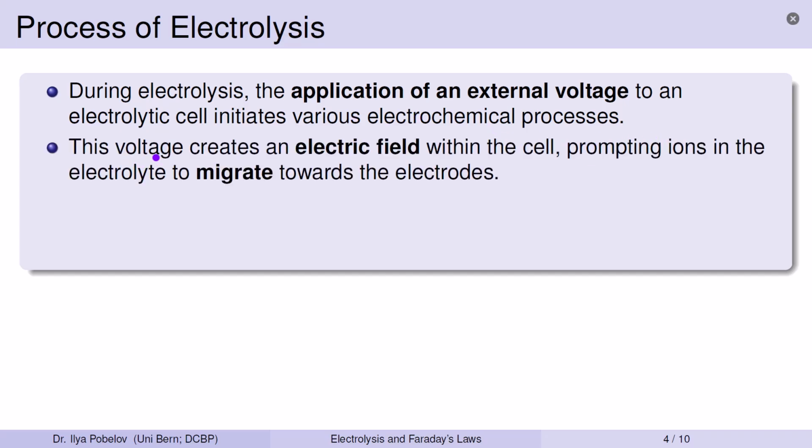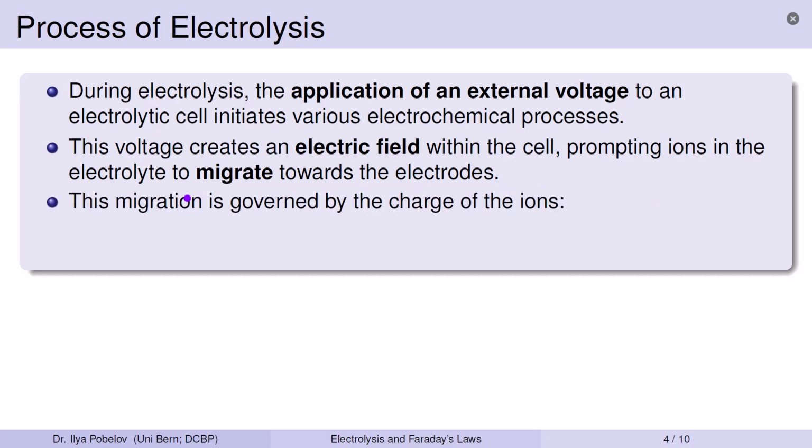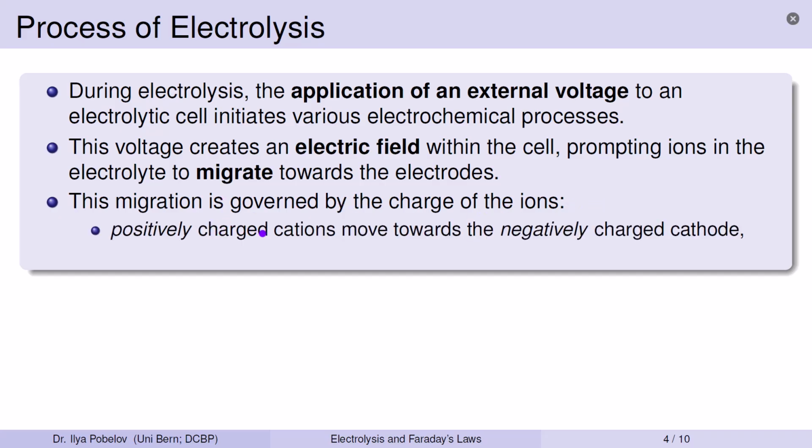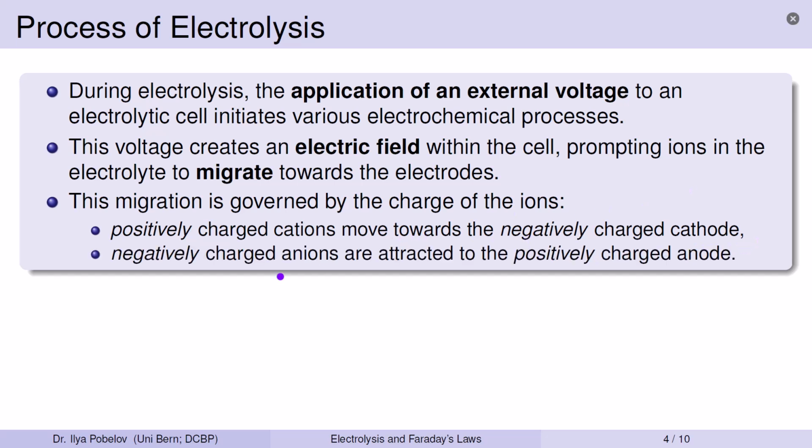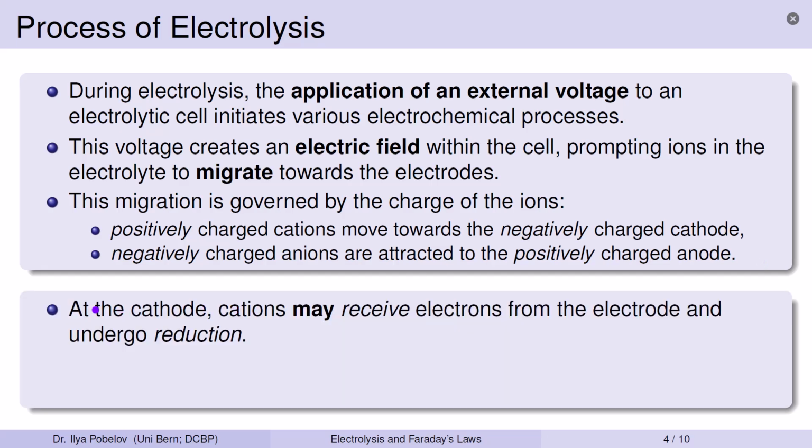This voltage creates an electric field within the cell, prompting ions in the electrolyte to migrate towards the electrodes. This migration is governed by the charge of the ions. Positively charged cations move towards the negatively charged cathode, while anions bearing a negative charge are attracted to the positively charged anode. At the cathode, cations may receive electrons from the electrode and undergo reduction.